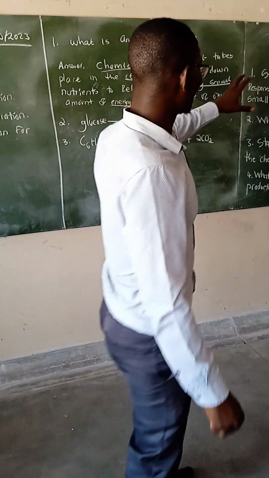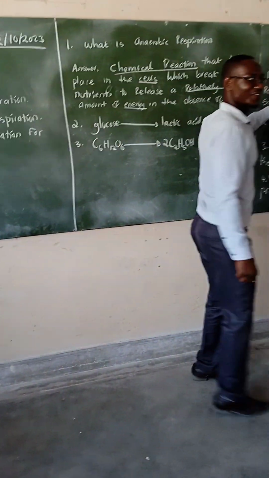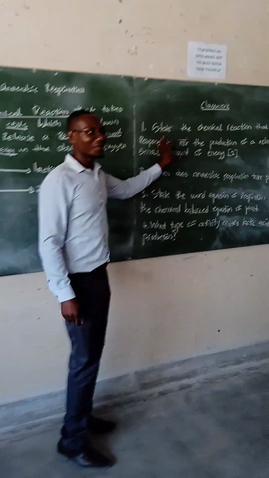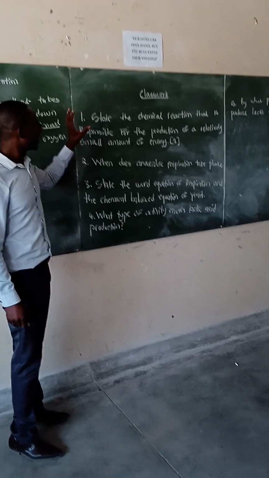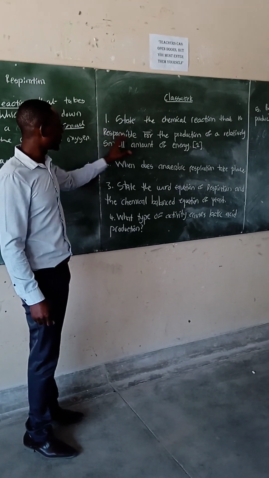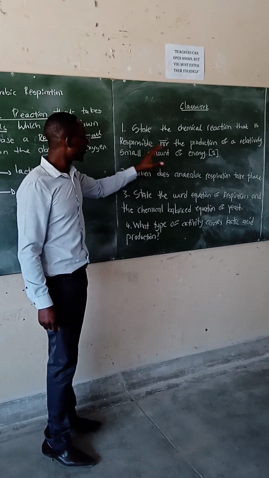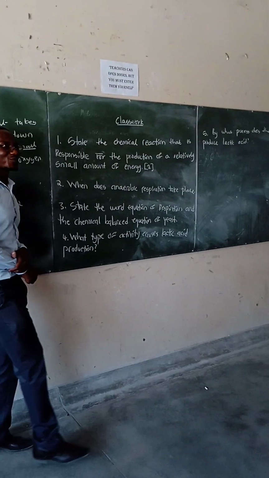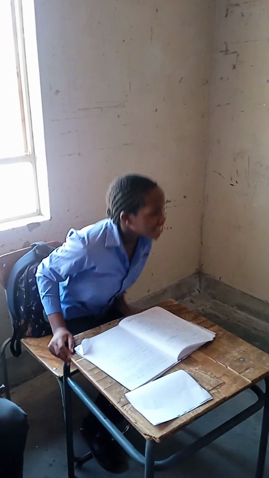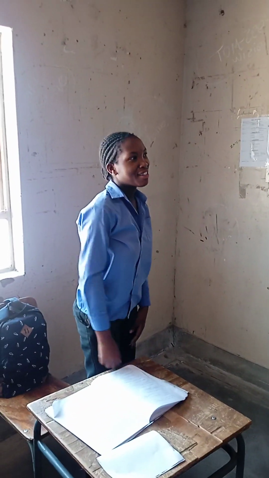Now here is the word equation. So I want you to do this classwork for me. The first question is, state the chemical reaction that is responsible for the production of a relatively small amount of energy. Who's going to give me the answer for this one? Okay. Ruth, stand up. Say it out. Anaerobic respiration.